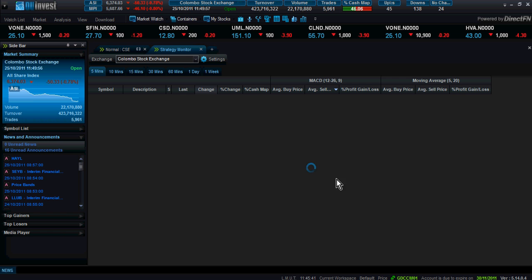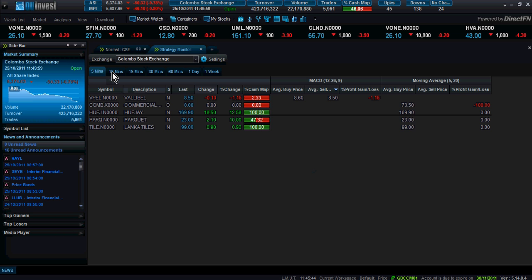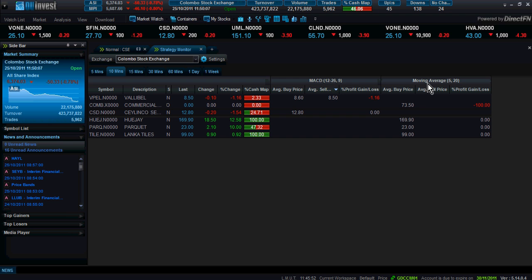So what this essentially does is pick up all the stocks that have crossed the MACD and moving average within the last 5 minutes. Now you can see what are the stocks that have crossed MACD and moving average in the last 10 minutes, 15 minutes, 1 day, last week, likewise. So these are short-term indicators for you to get your information.